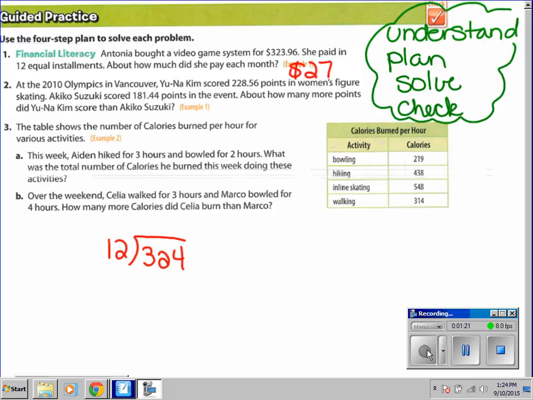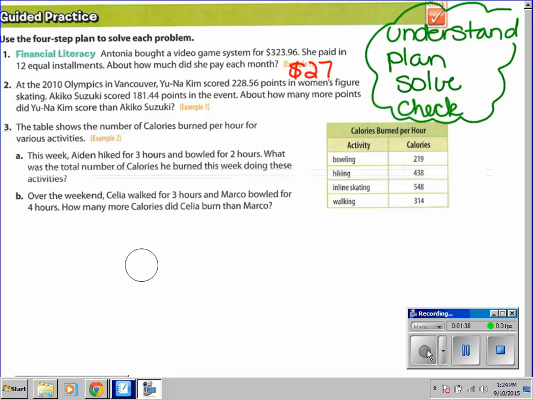That was the solving part. However, the checking is like, does that make sense? If I were to pay about $27 over 12 months, yeah, it'd be around $300-ish. So that's what I want you to do. At the end, does this answer seem reasonable? Now we're going to go on to number 3.